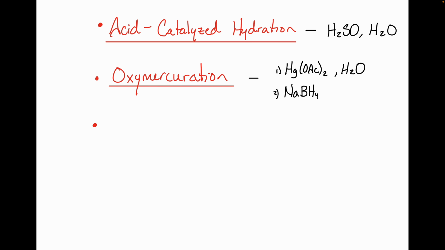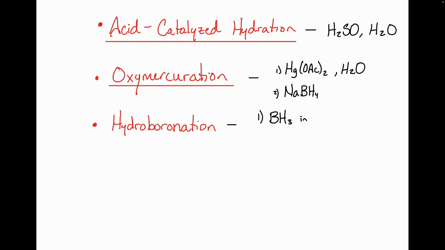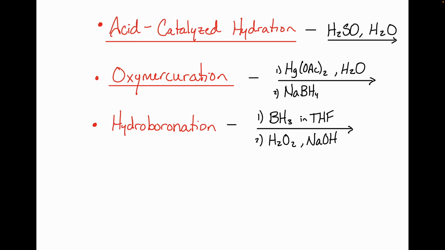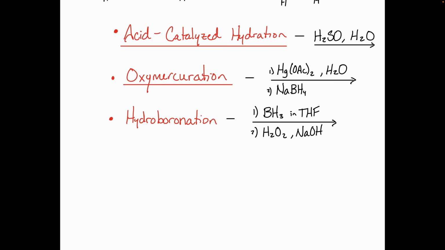And lastly, what was called a hydroboration reaction. This is where you use that borane, BH3. Sometimes the solvent's specified as THF, followed by hydrogen peroxide and water. All right, so these are our reagents for each of these three different hydration reactions. All of these will add a water molecule to your alkene.